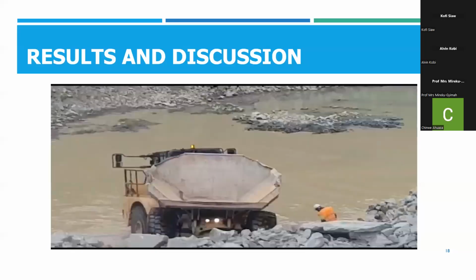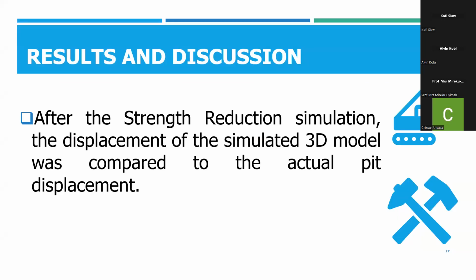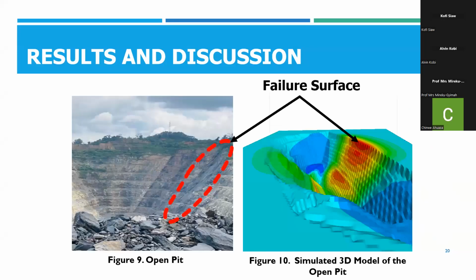Okay, so after the strength reduction was used to actually calculate the factor of safety, a displacement map was created. And the displacement map of the model was compared to the actual displacement that occurred at the pits under consideration. So as seen in figure 9 is the actual failure that occurred in the pits. This is the failure surface. And as seen in figure 10, this is also what FLAC3D predicted. And we can see that from comparison, FLAC3D was able to predict the instability or where there will be likely failure to a reasonable extent.